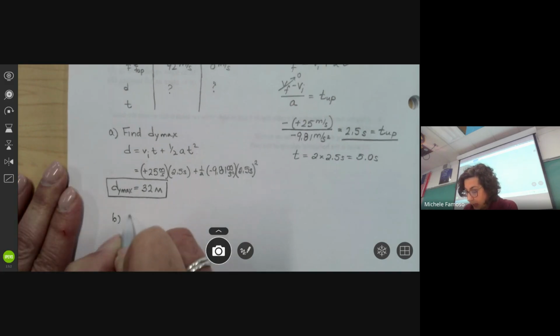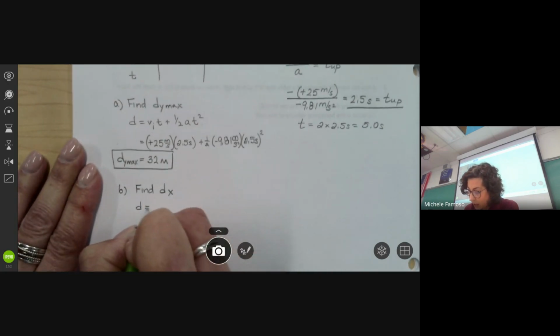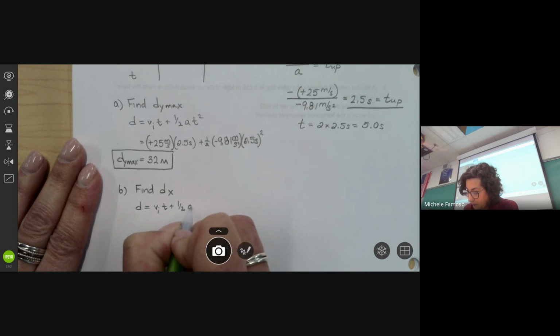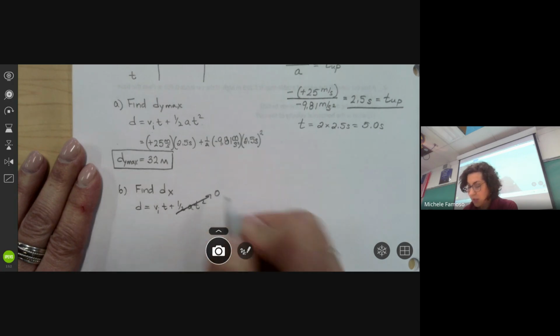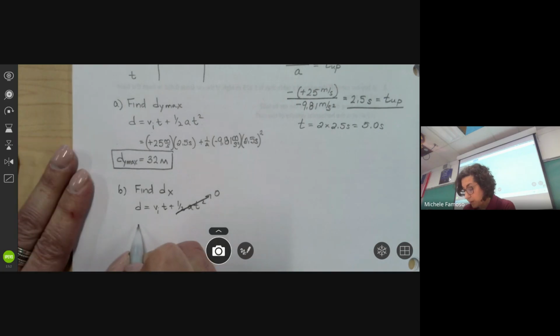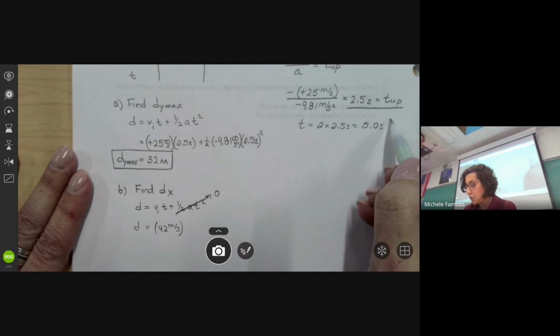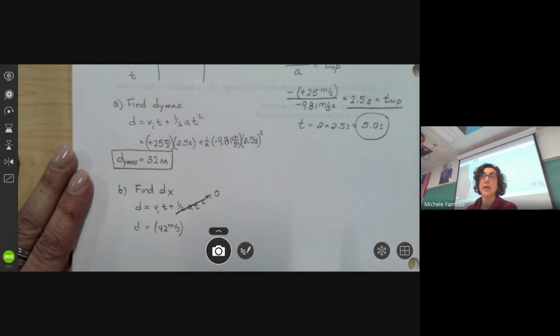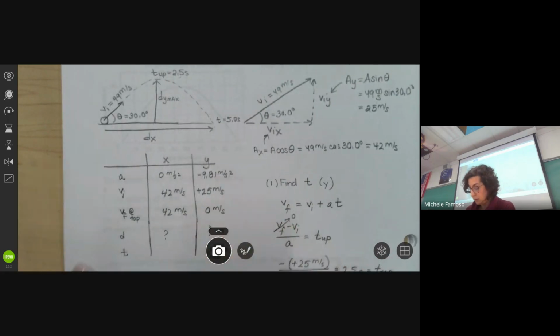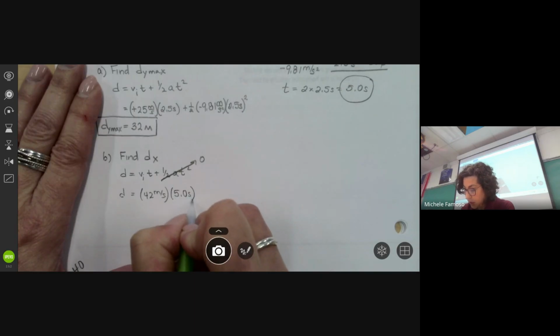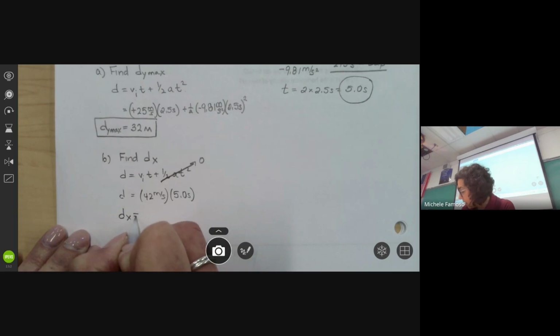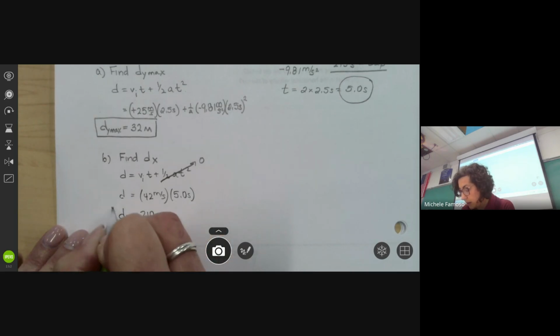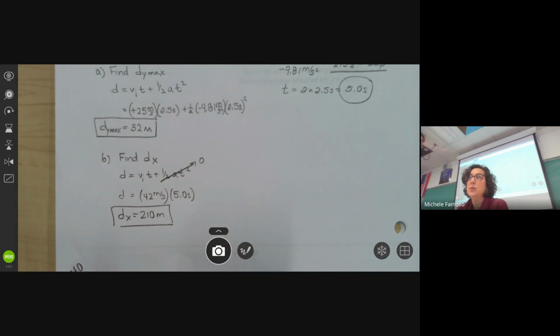Then in part B, if I wanted you to find the range, that's D in the X direction, I use the same equation. But in the X direction, the acceleration is 0. So the half AT squared would drop out, which tells me that this distance would be the 42 meters per second horizontal speed. But here I have to use the whole time, 5.0 seconds, to go from here to here. So when I multiply that, I find that my range is 210 meters. And that's the entire question number 3.